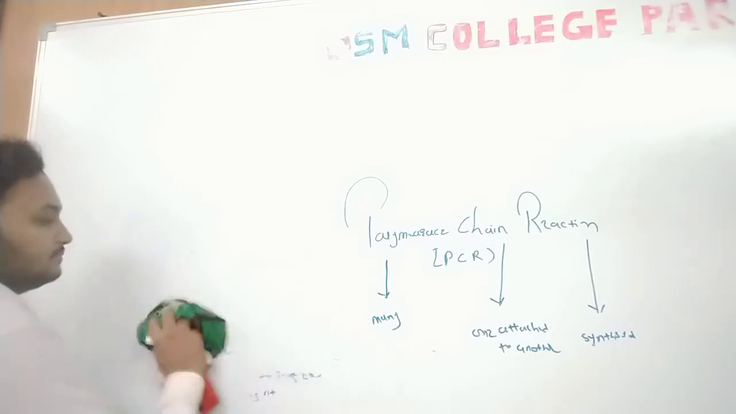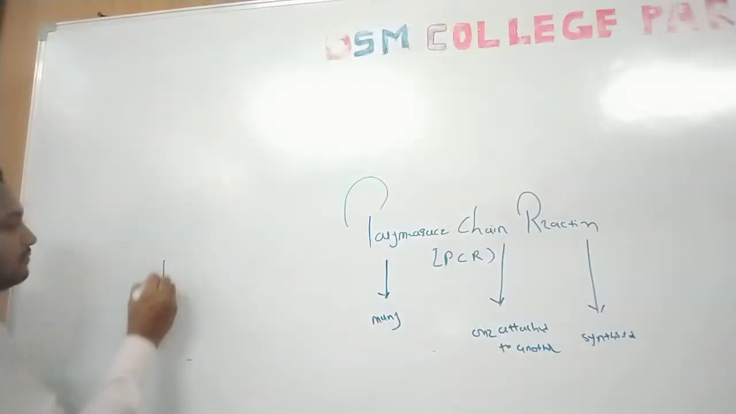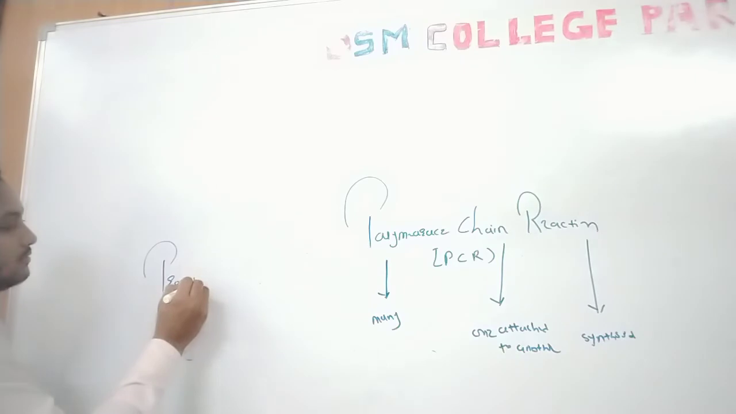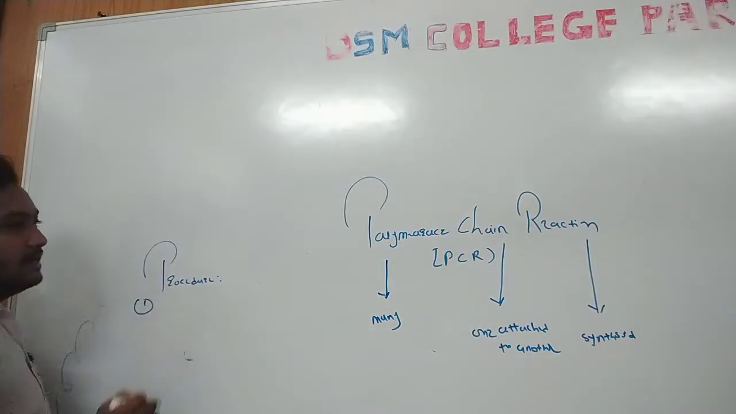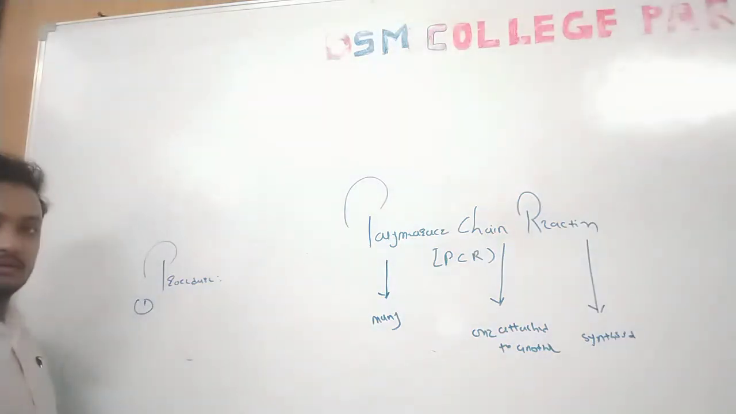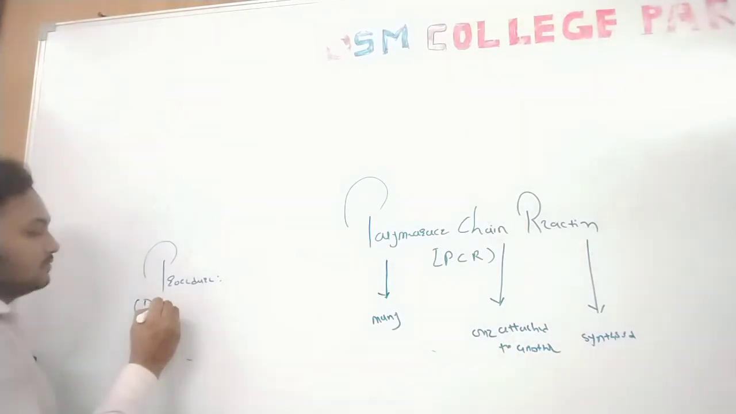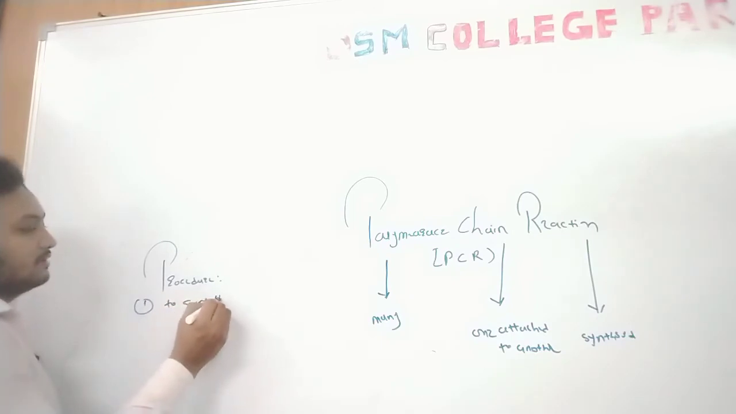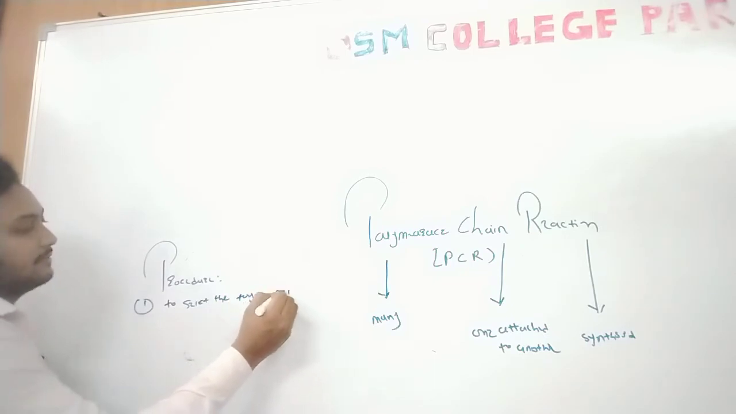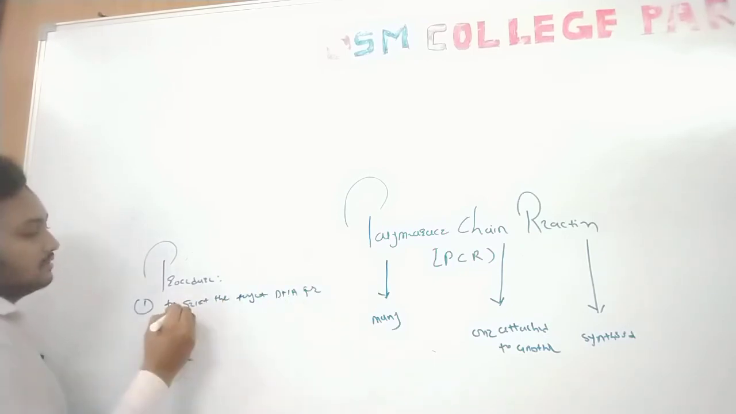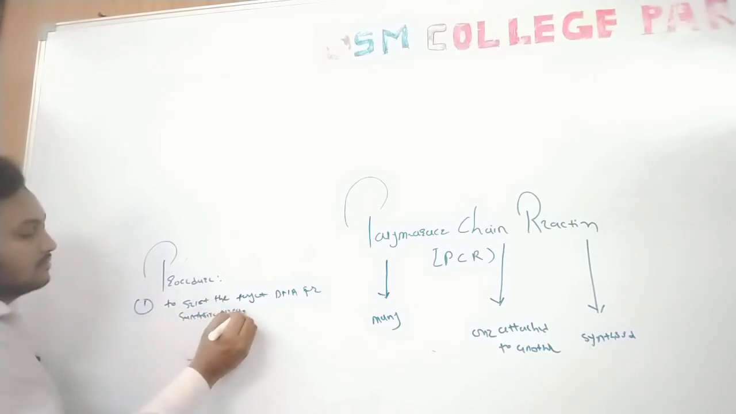Okay, what is the procedure? See what the procedure is. So firstly we take the desired DNA molecule to synthesize a large quantity, millions of copies of this DNA. To select the target DNA for synthesis purposes.